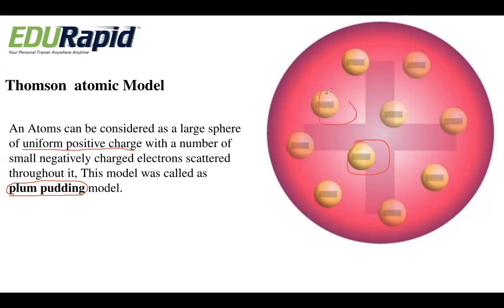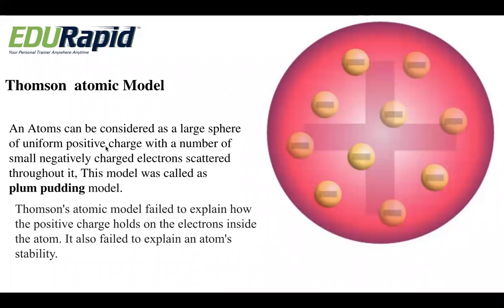I can give you a best example for this model, which is a watermelon, right? Hope you know watermelon. The pulp of the watermelon you consider as the positive charge, whereas the seeds of the watermelon you consider as the negative charge. So this model was given the name plum pudding model. Plum in the sense of fruit, in which there are small puddings, that is the negative charge. So this was the theory given by Thomson. But Thomson also faced some limitations. So let us see what the limitations are.